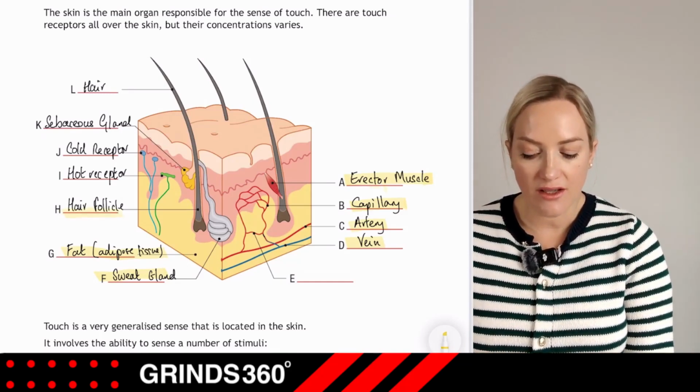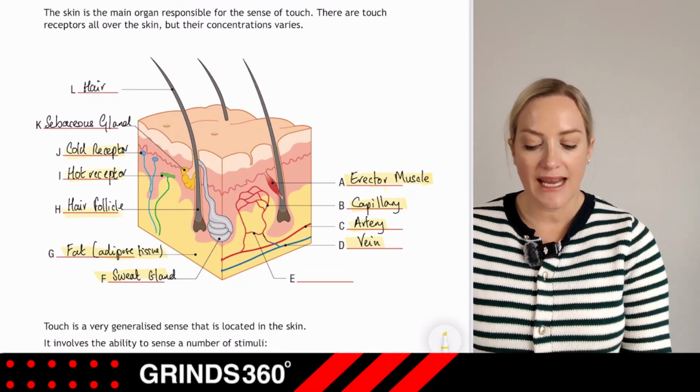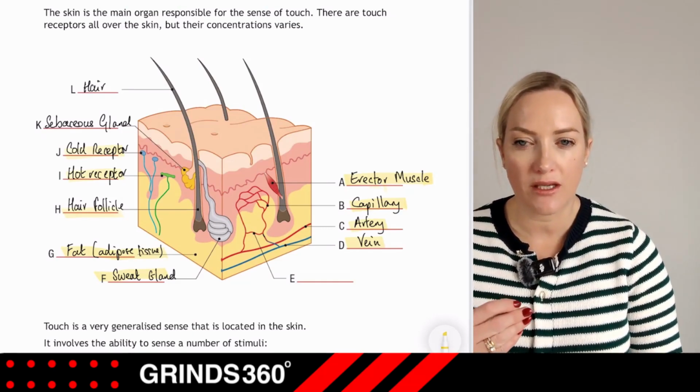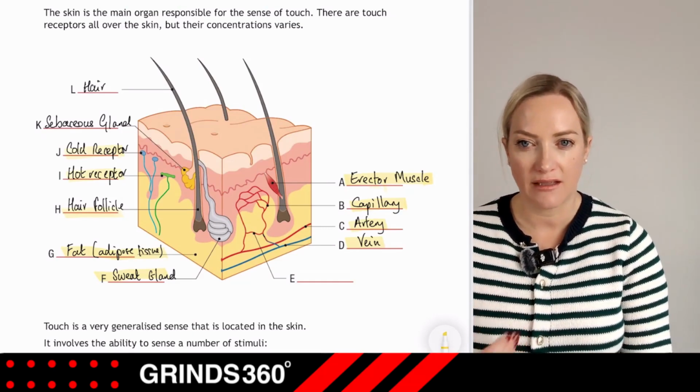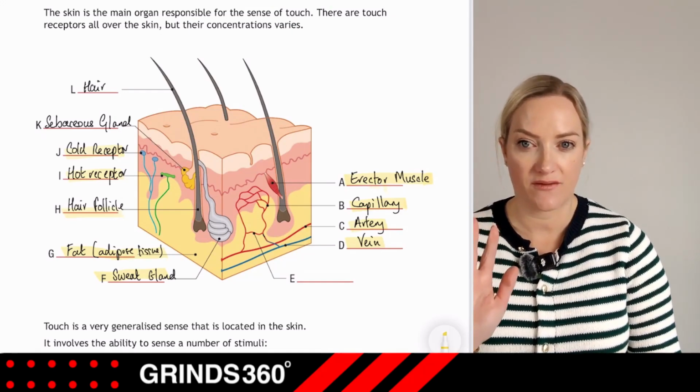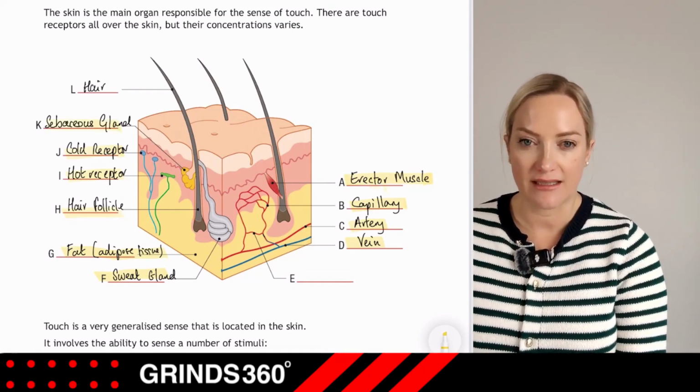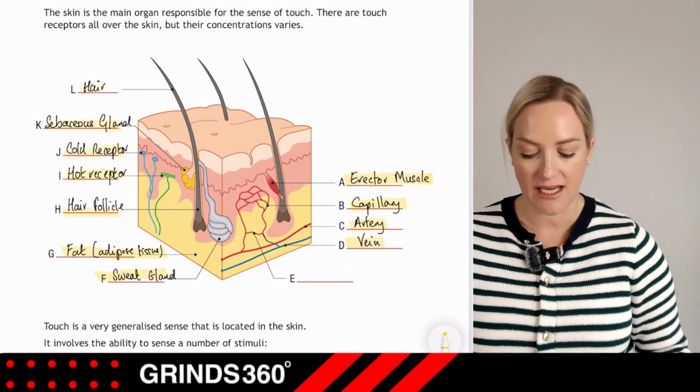Then we have hot and cold receptors. Now, what is important that we know, branching off that hair follicle up near the top of the surface of the skin, that's your sebaceous gland. And at the very top, L is our hair.